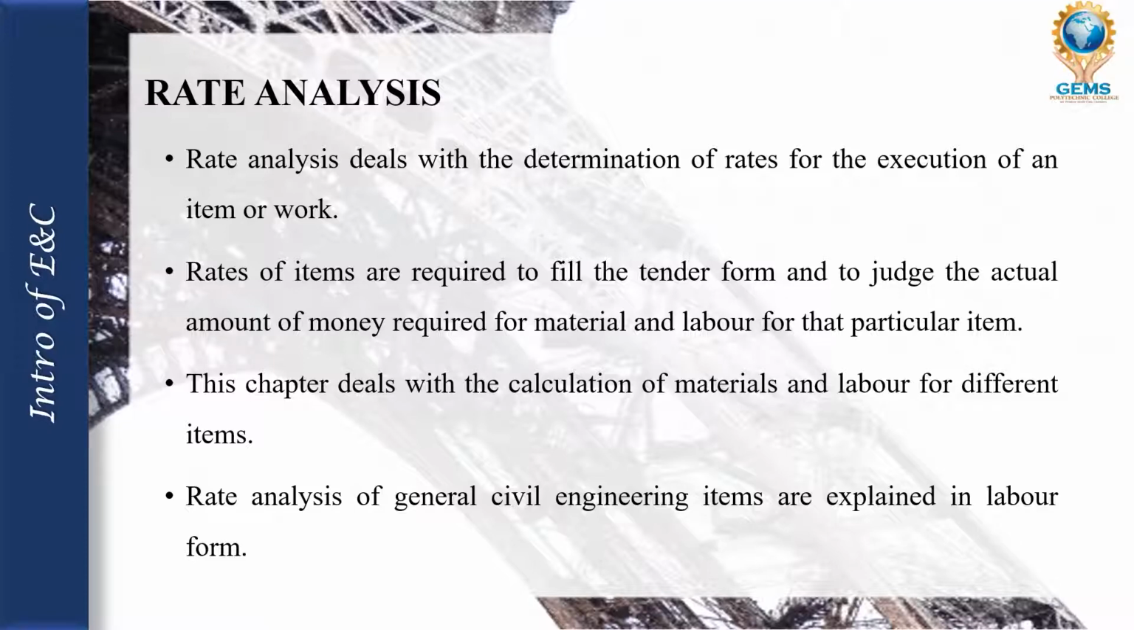We have two types: payment depends upon the time, and payment depends upon the piece work. Time work depends upon how much time they are working; piece work depends upon how much amount is paid for each square foot. That is the second one. Then market rates of materials and labor. As I told, for one bag of cement the rate is 350. So we are going to analyze the market rates of materials and labor in this unit.